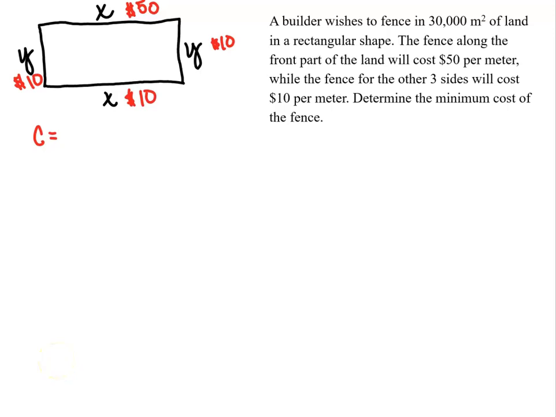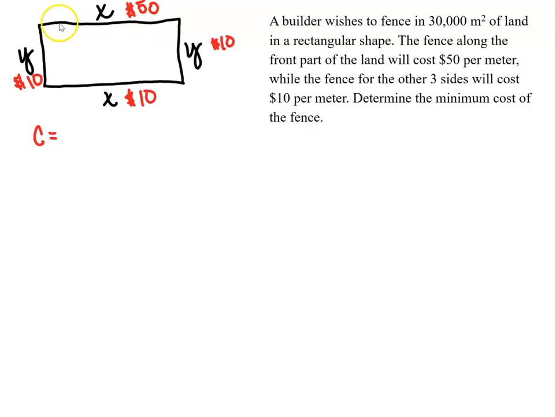Let's look at a couple more examples of these optimization word problems. All right, so a builder wishes to fence in 30,000 meters square of land in a rectangular shape. So 30,000 is my area right in here. The fence along the front part of the land is $50 a meter. On the other three sides, it's $10 a meter.